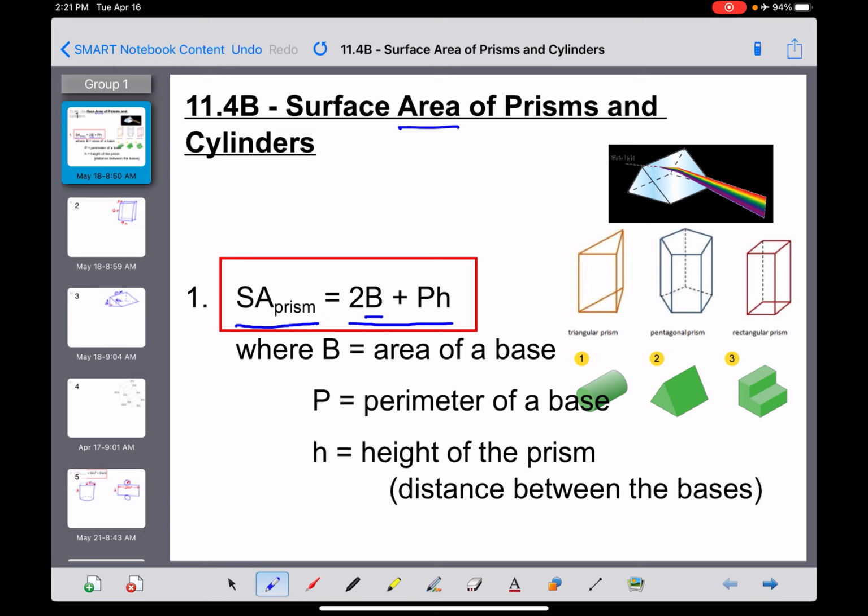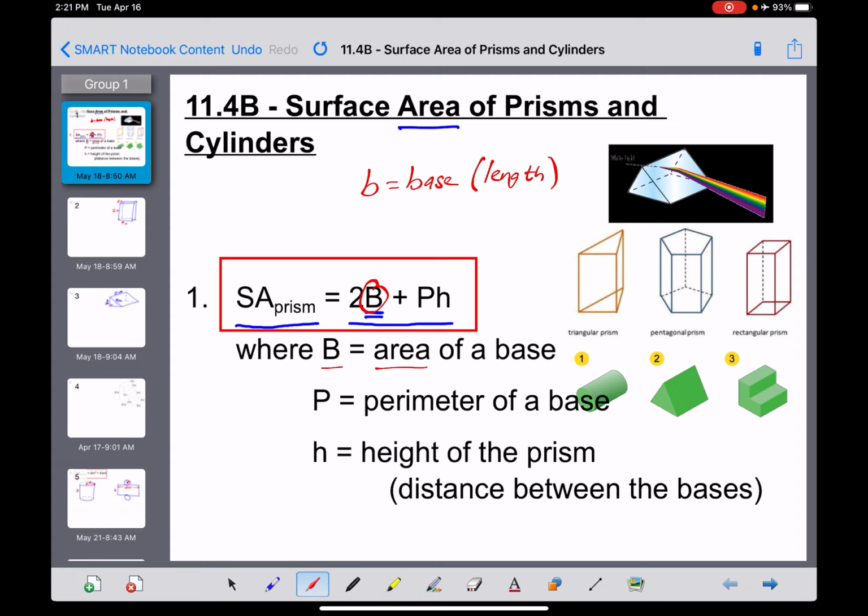And the first most important thing here is that this is not a lowercase b, it's a capital B. Now, we used a lot of lowercase b's in the previous chapter, and lowercase b always stood for a base, which was pretty much always a length. The base of this rectangle is 7 centimeters long. But now what we're talking about here is capital B, and capital B means area of a base.